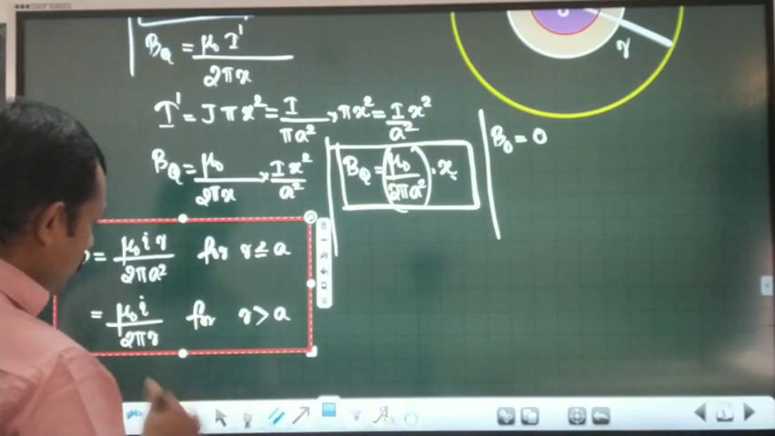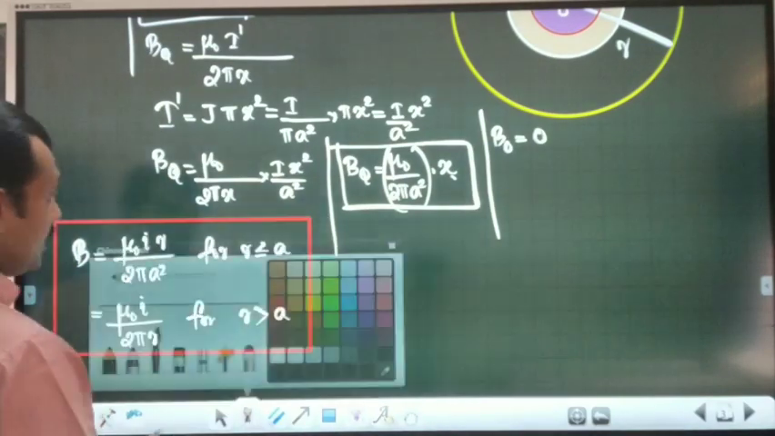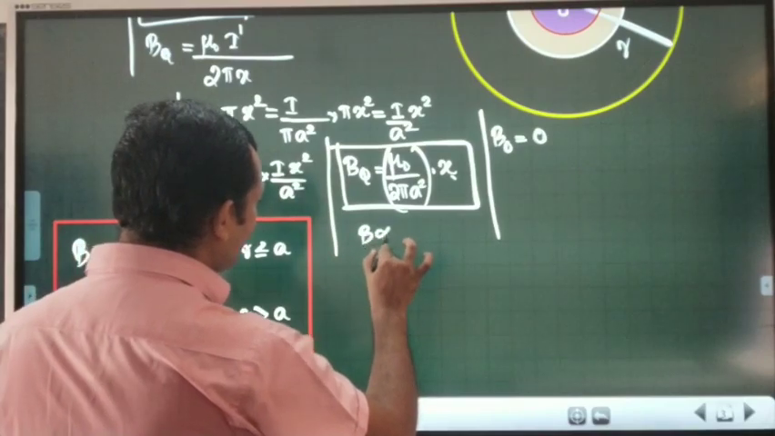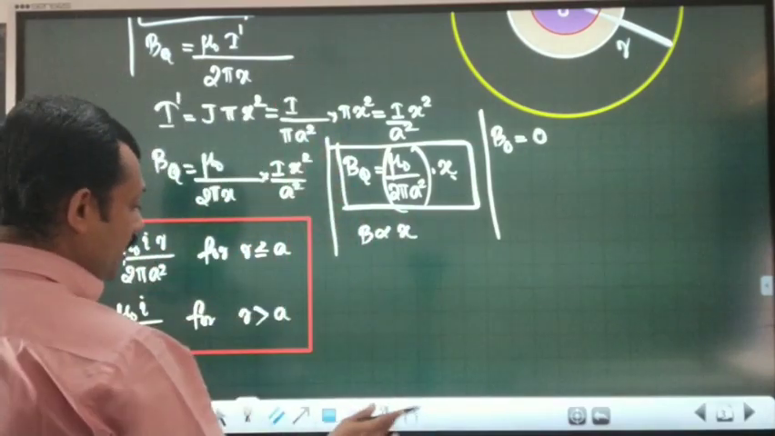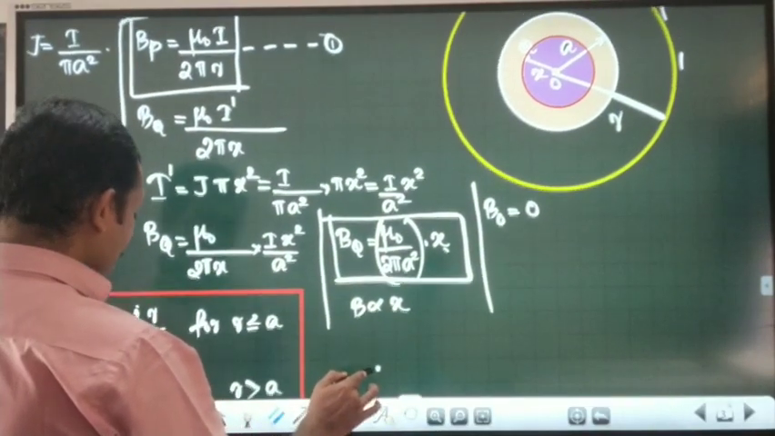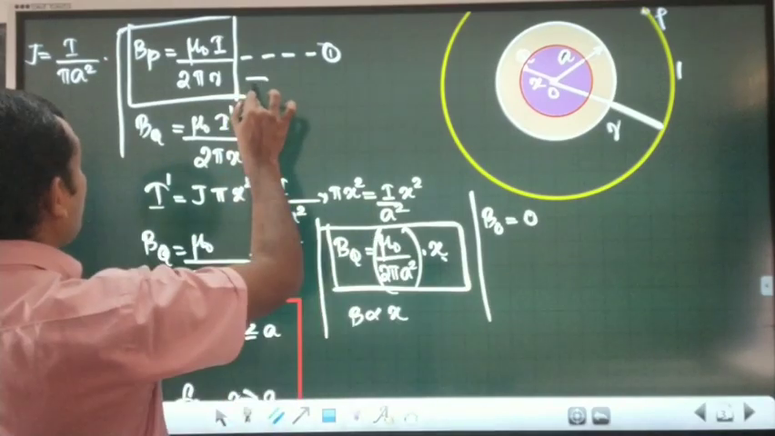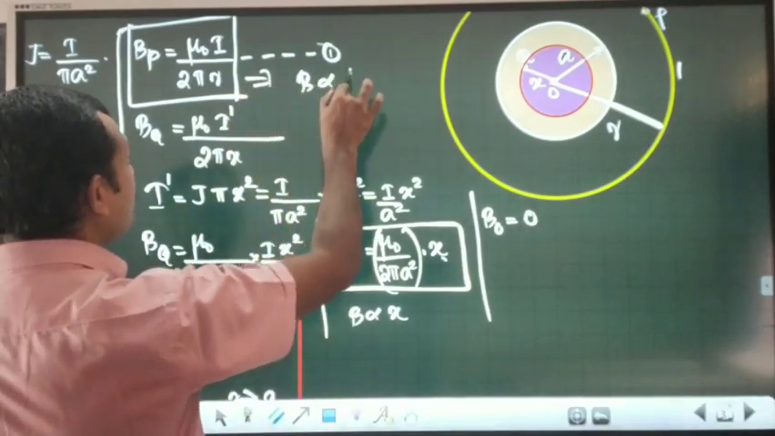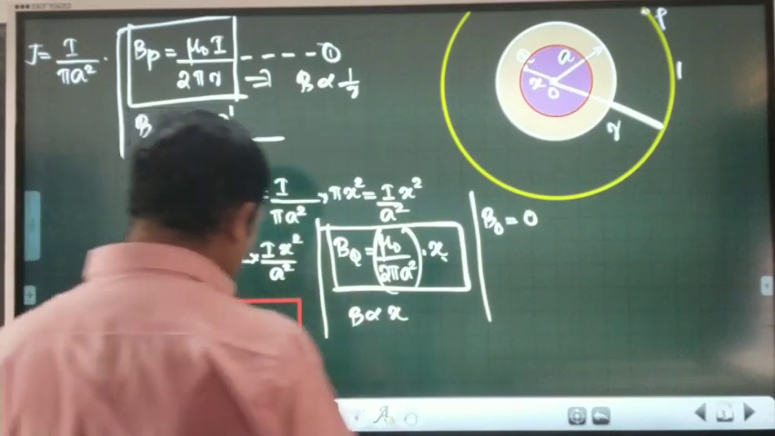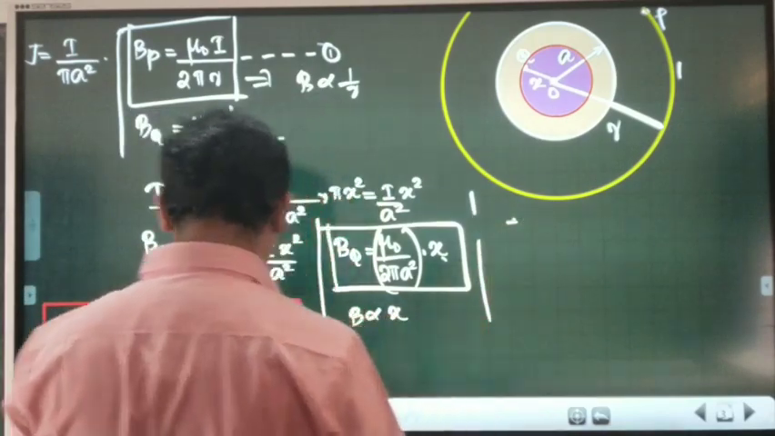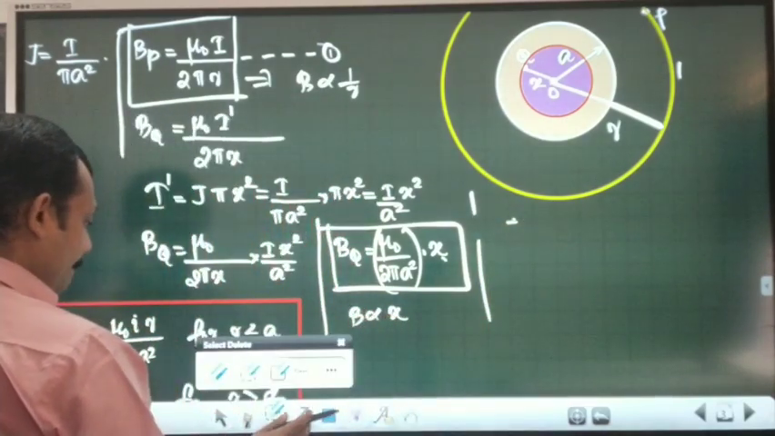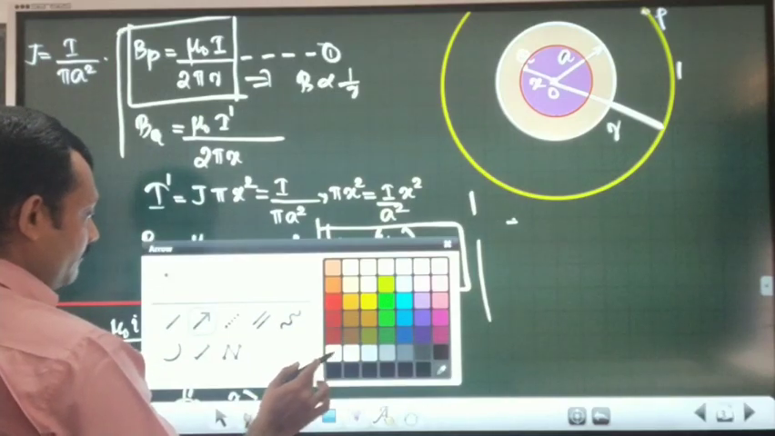Now if I plot this as a graph, here we have seen the magnetic field is directly proportional to x. In the other case, we have seen that the magnetic field is inversely proportional to R, which means if I plot the same situation as a graph, see, I am going to plot it as a graph.